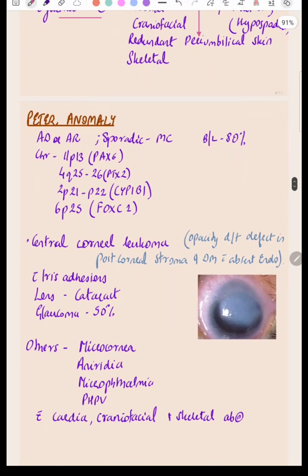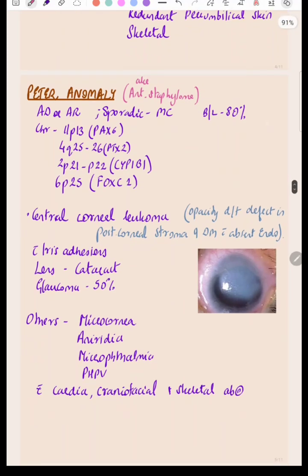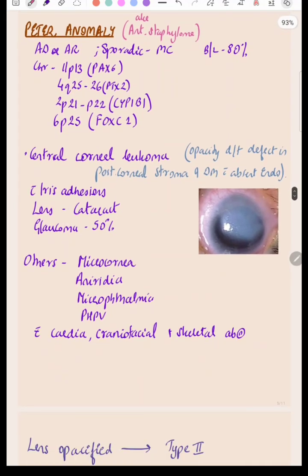Now coming to the next one, Peters anomaly, also known as anterior staphyloma. It is either autosomal dominant or recessive, but sporadic is the most common, and it is bilateral in 80% of cases. Here it is associated with central corneal opacity with attachment of the iris to the cornea. Here we can see the central corneal opacities. It is also known as the internal ulcer of von Hippel.